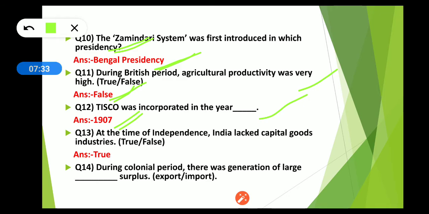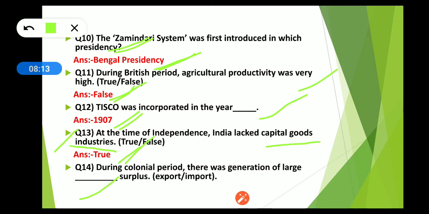Question number 13. At the time of independence, India lacked capital goods industries. The answer is true. Capital goods industries means the industries which produce capital goods, and capital goods are like machines which are used for further production. तो एक ऐसा इंडस्ट्री जो मशीन को प्रोड्यूस करता हो, जैसे एक सिलाई मशीन है, उसको प्रोड्यूस करने का इंडस्ट्रीज हो गया, उसको लोग बोलते हैं कैपिटल गुड्स इंडस्ट्रीज. So at the time of independence, India was lacking that. So the answer will be true.